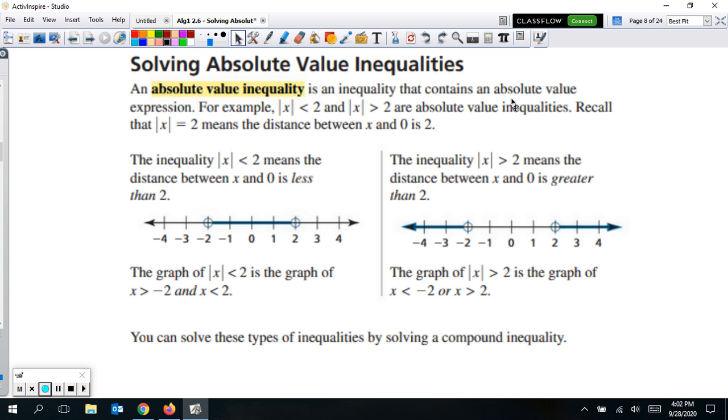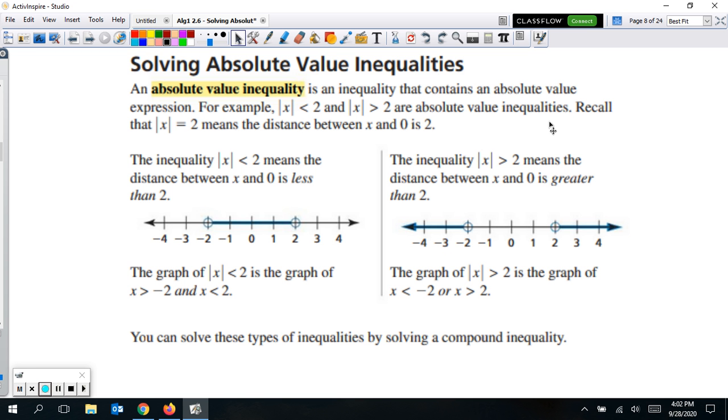An absolute value inequality is an inequality that contains an absolute value expression. Just like the equations were equations that contained an absolute value expression. And remember, those absolute value expressions are ones with these lines on each side. Those are absolute value symbols. Here's an example: the absolute value of x is less than 2, or the absolute value of x is greater than 2. Those are absolute value inequalities.